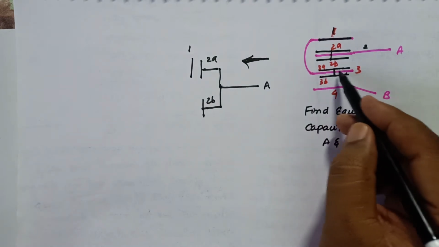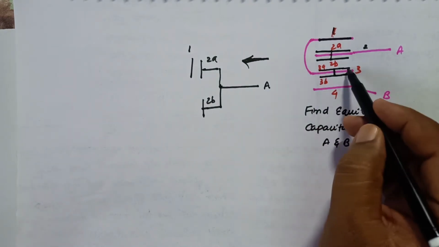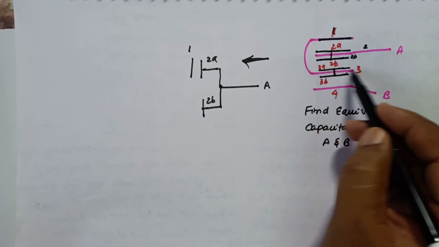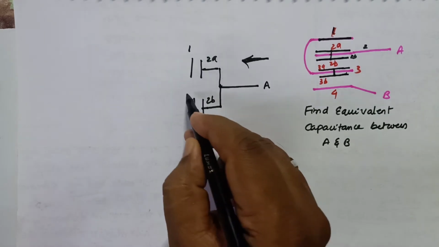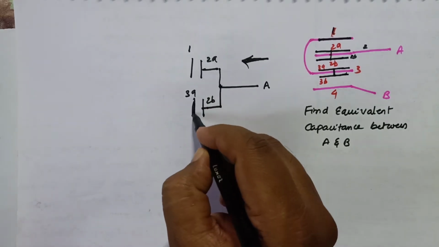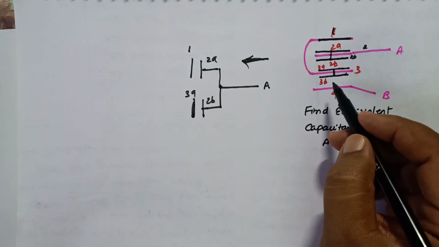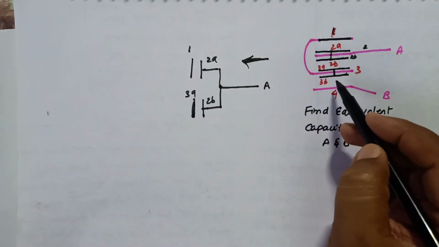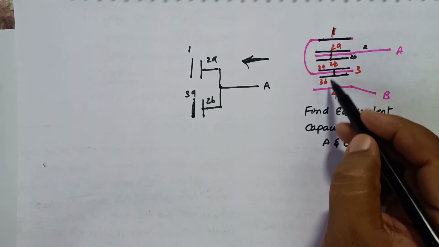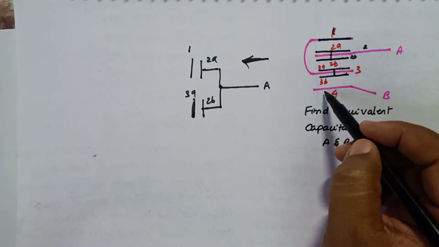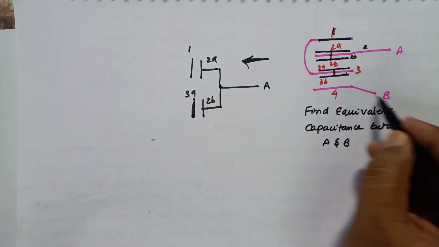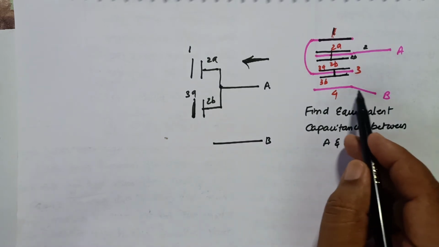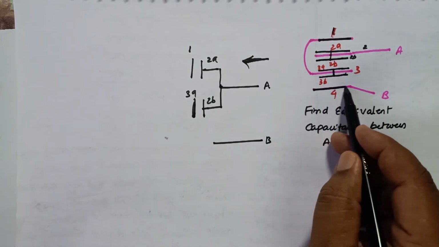Next, 2B, if you consider, is forming a pair with 3A here. So I am drawing here 3A. Next, after that, you can just take 1. So 1 is connected in between 2B and 3A. For that, what are you going to do? First, you take a B terminal. So B is connected to 4. This is the fourth capacitor, you can say.